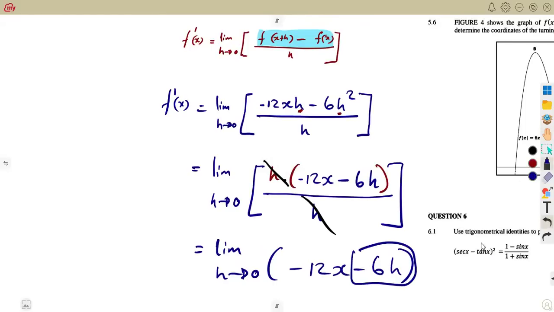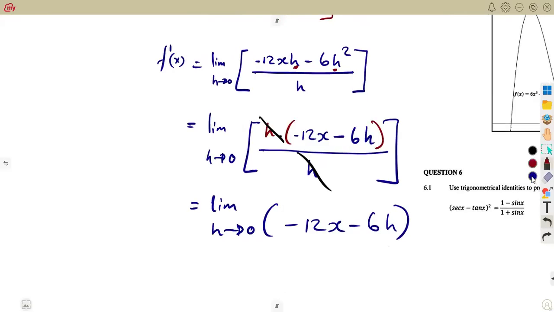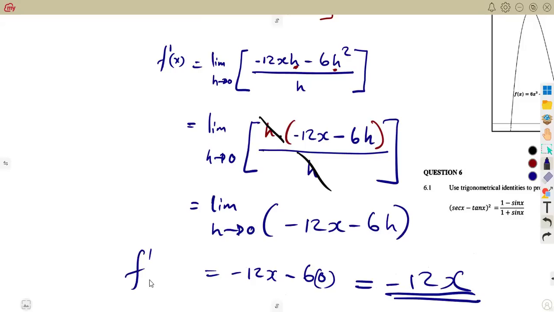So this part here, you're going to put a 0. So it will be minus 6 times 0 like that. We are now substituting the limits that you are given. That is what it means. So it will be minus 12x minus 6 times 0, which is minus 12x. This is exactly the first derivative of minus 6x squared. It's going to give us minus 12x. First principle.